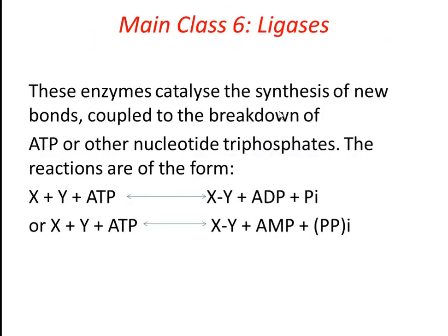Then the main class 6, that is ligases. These are the enzymes which catalyze the synthesis of new bonds coupled to the breakdown of ATP or other nucleotide triphosphates. The reactions are of the form X plus Y plus ATP gives XY plus ADP plus Pi, or X plus Y plus ATP gives XY plus AMP plus PPi. It means that these reactions involve the role of ATP for the breakdown of bond.